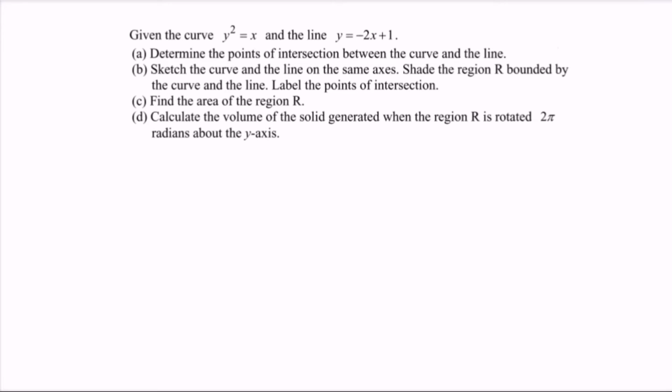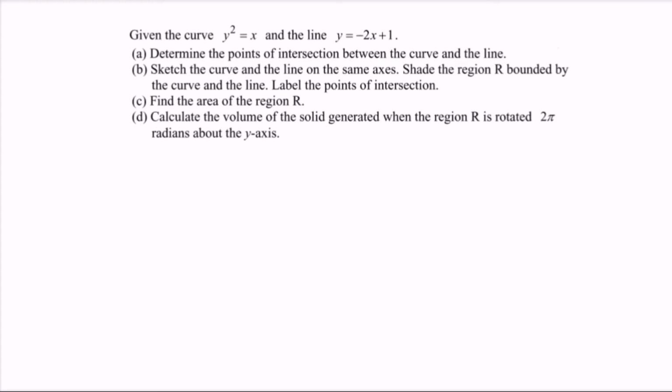In this video, I'm going to discuss the example for integration, area, and volume. Given the curve y squared equals x, which is a parabola, and the line y equals negative 2x plus 1. Determine the points of intersection between the curve and the line.